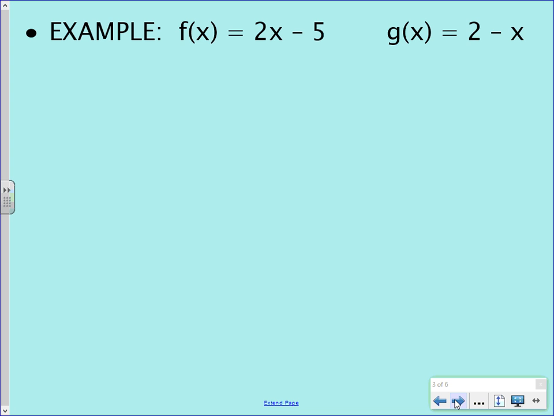All right, Pi 4, what type of functions are these? Linear. They're linear functions. So Pi 3, what are their domains? Okay, since they are linear functions, each domain is all real numbers.